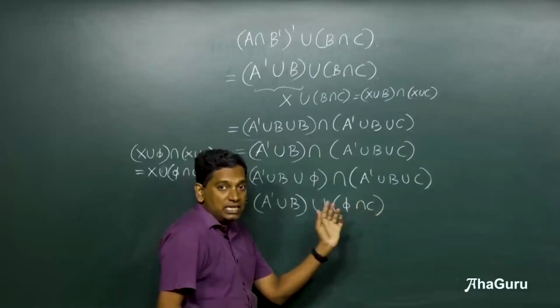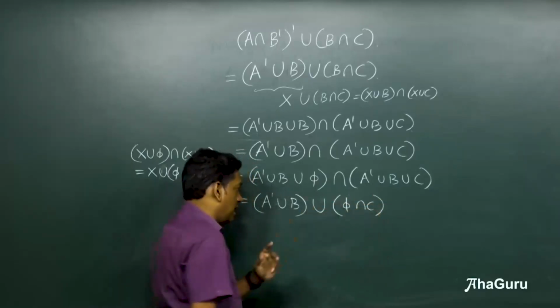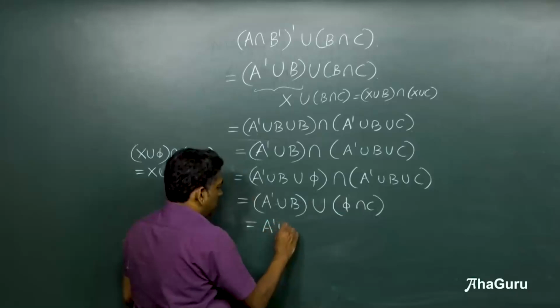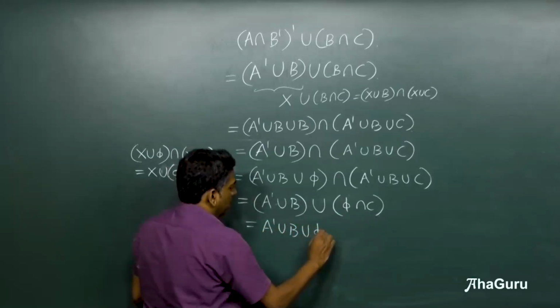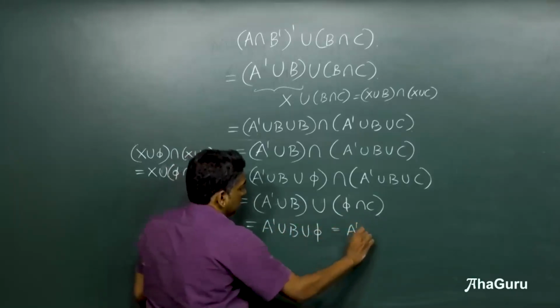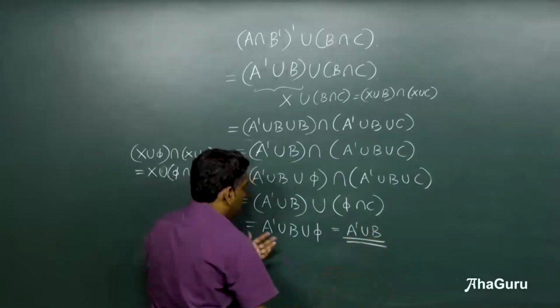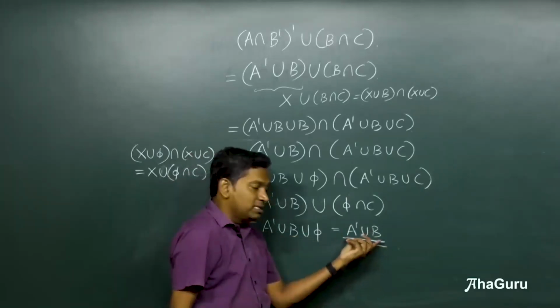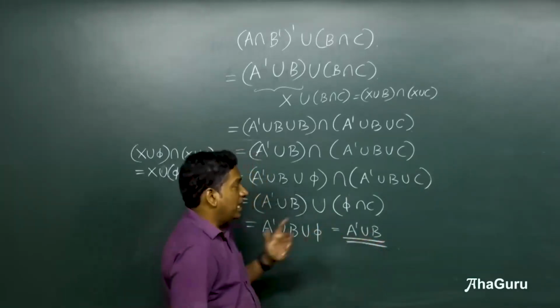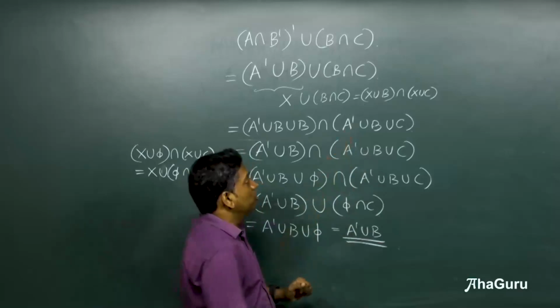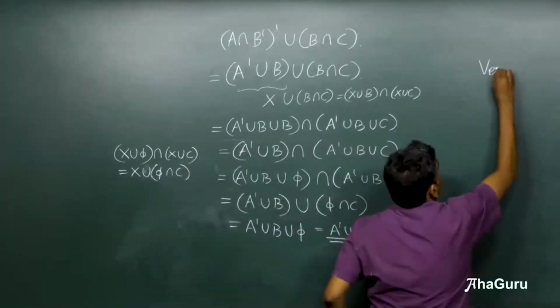Phi intersection C, null set intersection any set is simply null. So it's A complement union B union null, which is the same as A complement union B, because any set union null is the same set. Okay, let's try and simplify the same thing using a Venn diagram.